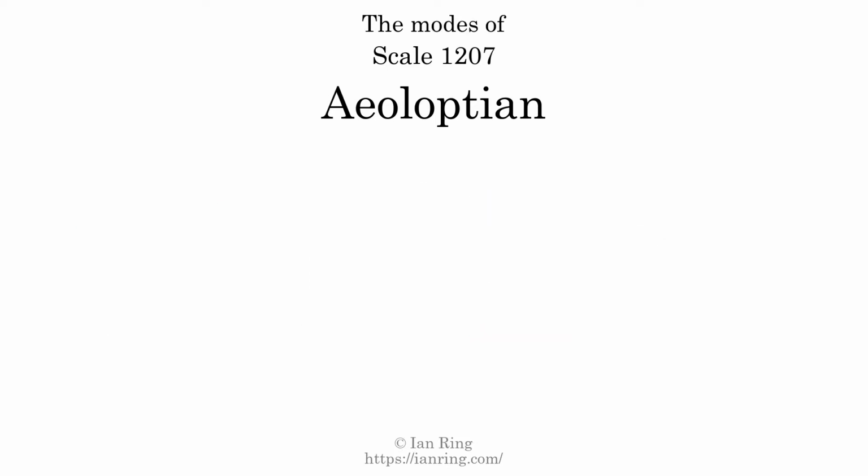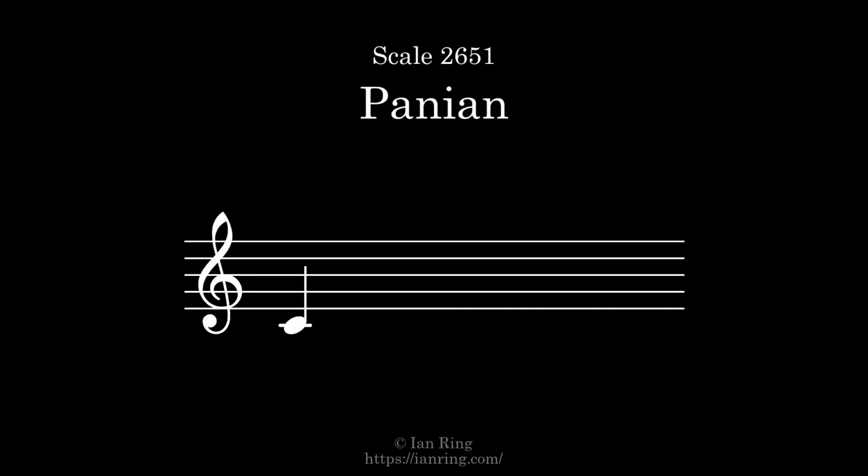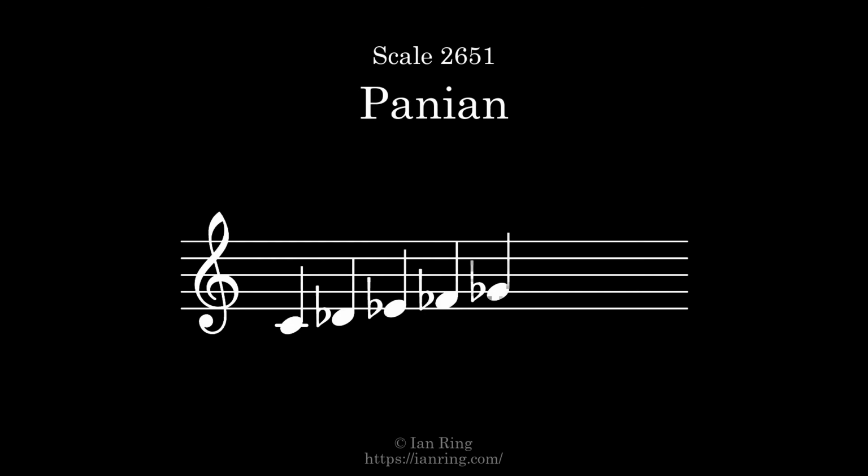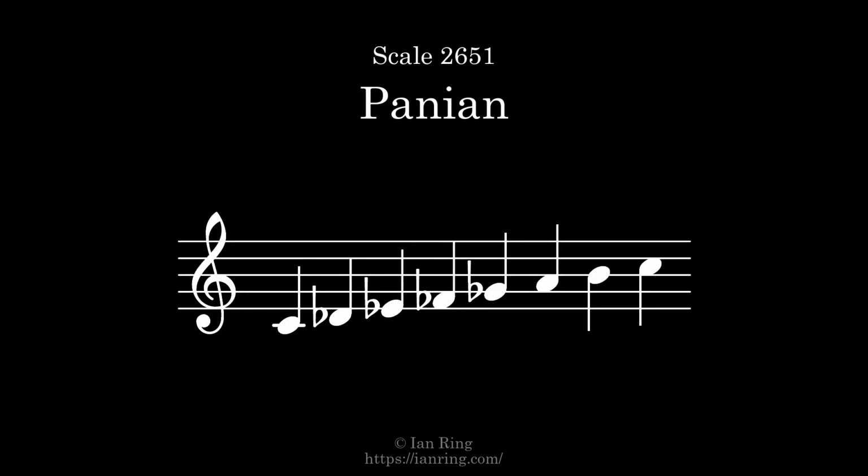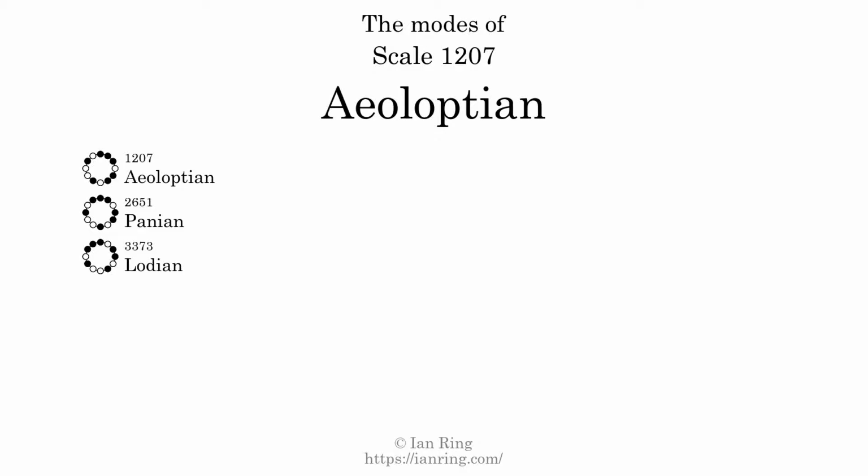This scale has 7 modes. The first mode is itself. The second mode is scale 2651, also known as Panion. It sounds like this. The third mode is scale 3373, also known as Lodian. It sounds like this.